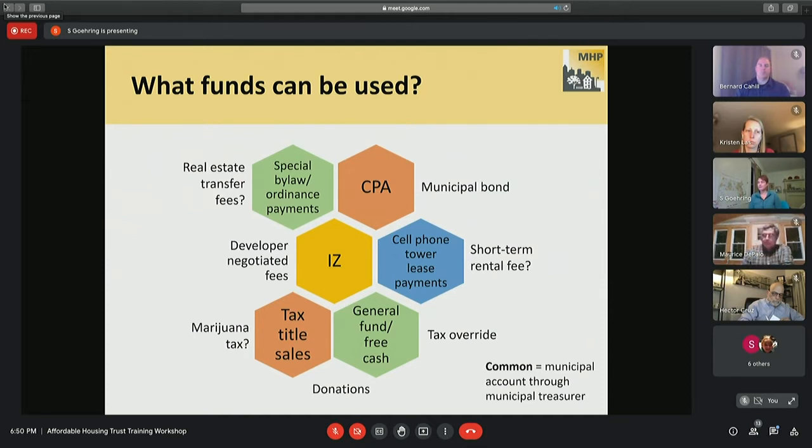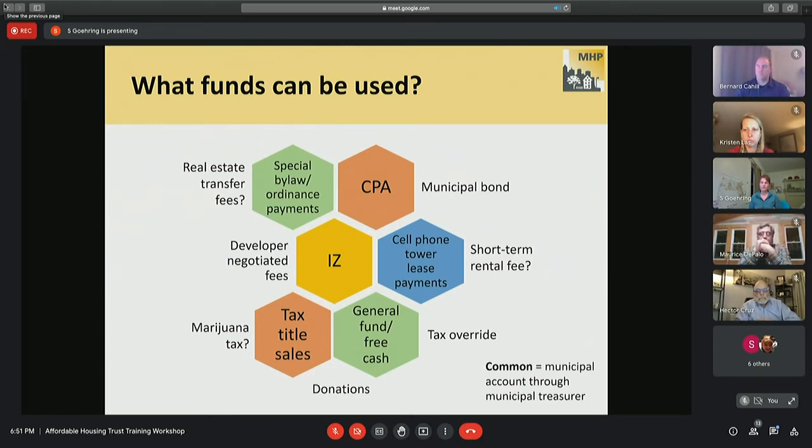And then we have some communities that are using short-term rental fees for housing. So Gloucester and Brewster are using some of those fees towards their affordable housing. And you are likely aware that there's legislation pending around real estate transfer fees. So individual communities have filed, as well as a broader enabling legislation that would be statewide.